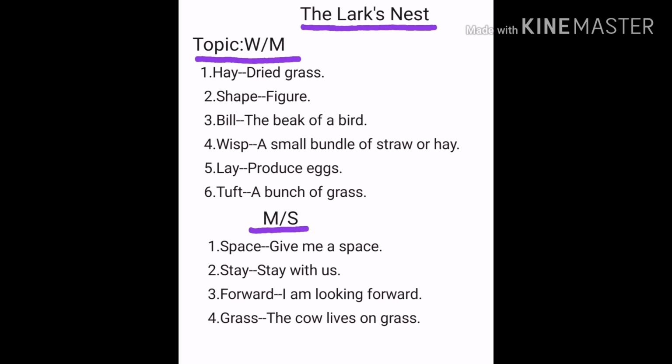Okay. Space. Give me a space. Number 2. Stay. Stay with us. Okay, number 3, forward. I'm looking forward. Okay, number 4, grass. The cow lives on grass. Grass means grass. Everybody knows that. The cow lives on grass. And you can write the grass is green.